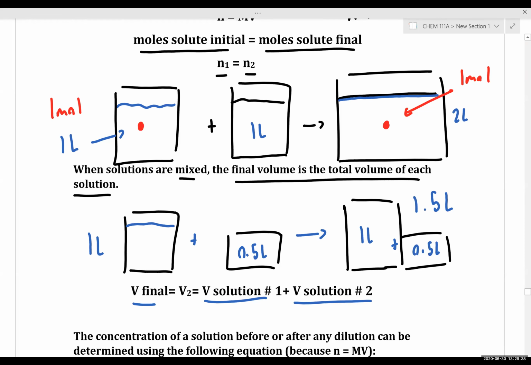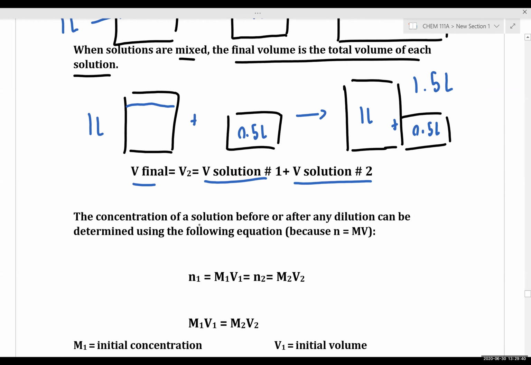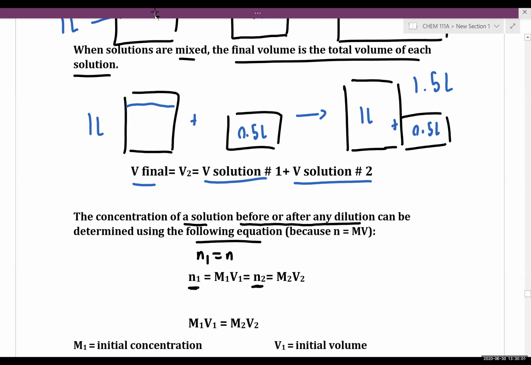Okay, now with these ideas in mind, the concentration of a solution before or after a dilution can be determined using the following equation. Since we know the initial and final moles are the same, and we know that n1 is equal to n2, and further, we also know that not just n1 is equal to n2, but we also know that n1 is M1V1. Let's give it one moment. There's a small delay over Zoom.